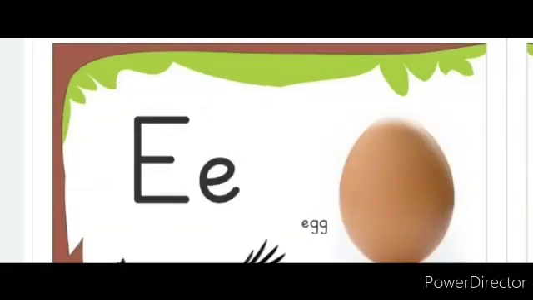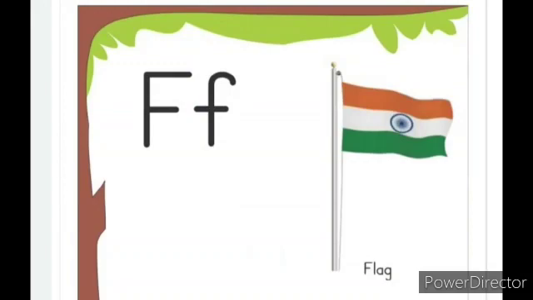Capital E, Mama E. Baby E, small E for egg. Capital F, Mama F. Baby F, small f for flag.